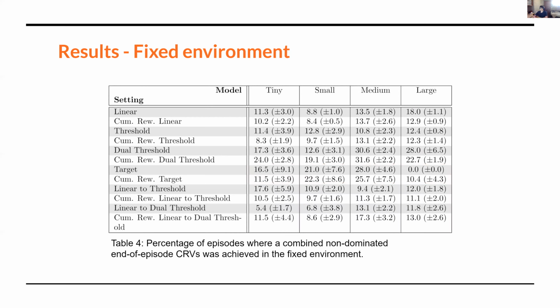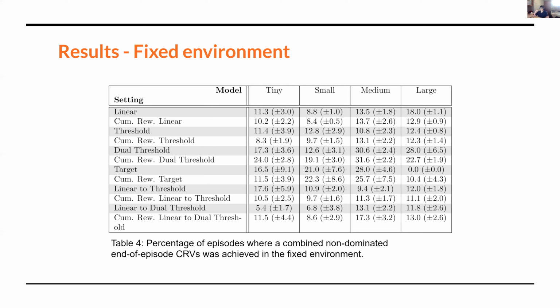In table 4, here we see the percentage of episodes where, here I refer to it as a combined non-dominated end of episode CRV. So what are we talking about here? Non-dominated CRVs up until now were non-dominated at the agent level. So they were non-dominated amongst all the reward vectors that the agent itself managed to achieve. Combined non-dominated end of episode CRVs instead are non-dominated across all agents. They're non-dominated by combining all the agents together.